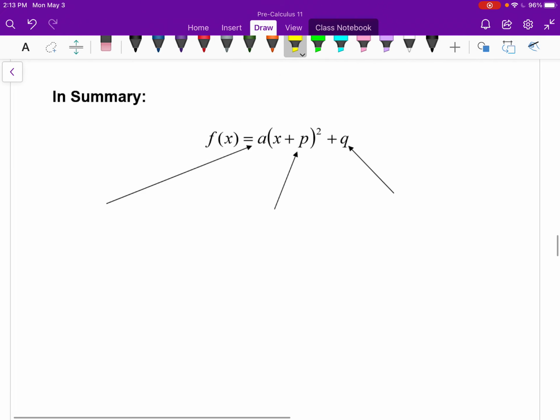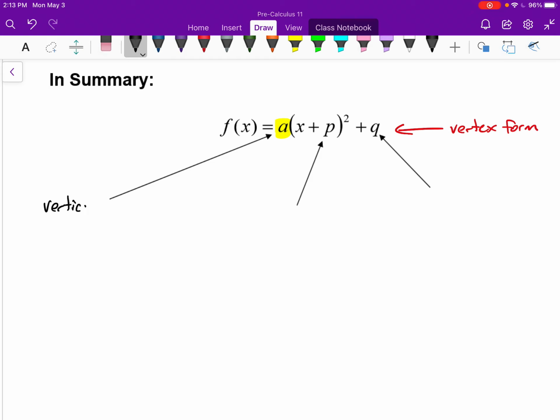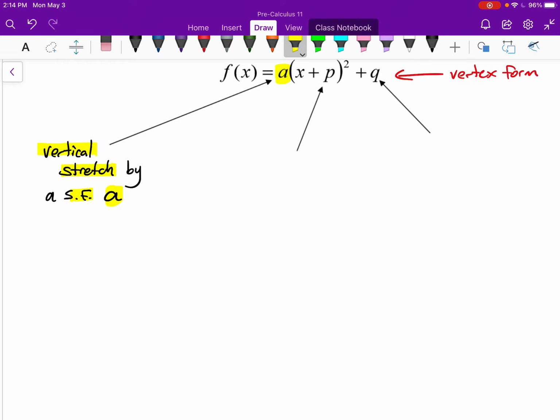So, to summarize, if you have a quadratic equation in this form, and we call this vertex form, we're going to hear that phrase a lot more later on in this unit. The number in the front, this a, affects the vertical stretch by a scale factor of a. If there's a 2 in the front, the scale factor is 2. If there's a 3, the scale factor is 3. If it's a half, the scale factor is a half.